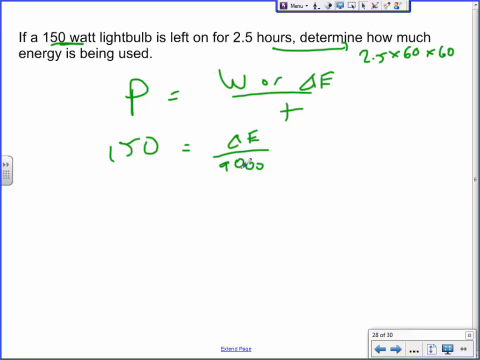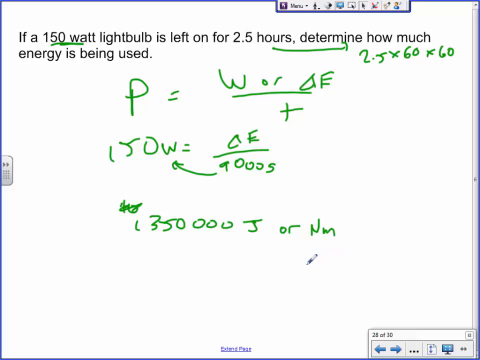150 watts times 9,000 seconds. That should tell you how many joules it is. What's 150 times 9,000? 1,350,000. That number? Cool. Okay. Unit then would be energy is measured in either joules or in Newton meters.